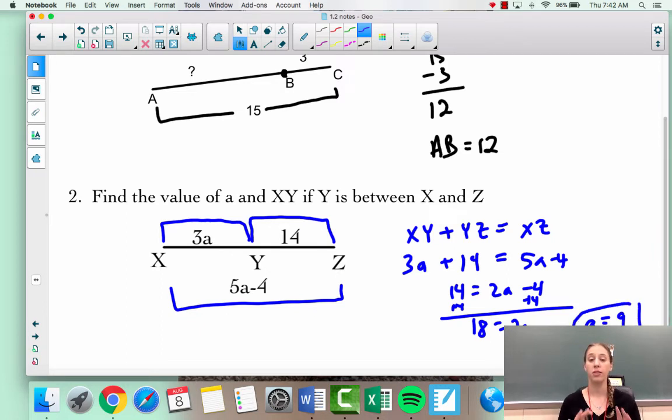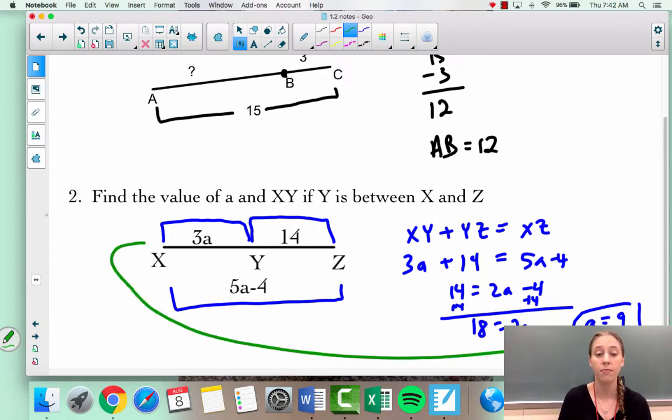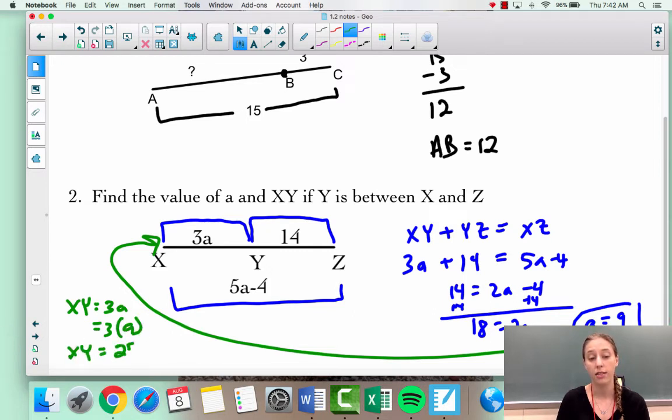Now the one thing I want to make sure to remind you guys is that there might be multiple parts to a question. So here we found a, but remember in the directions it said also find xy, and that means that we're going to have to plug this a value back in to the equation for xy. So it said xy is 3a, so I'm just going to take 3 times 9, and that means that xy's length is 27. So just make sure you read the directions carefully, make sure you answer all parts, that way we're not accidentally making some mistakes as we go through the sections.